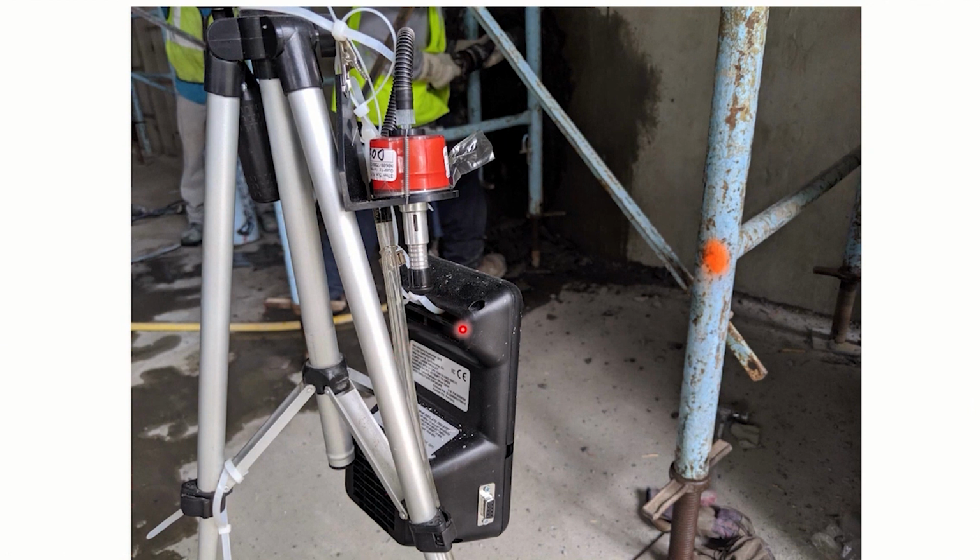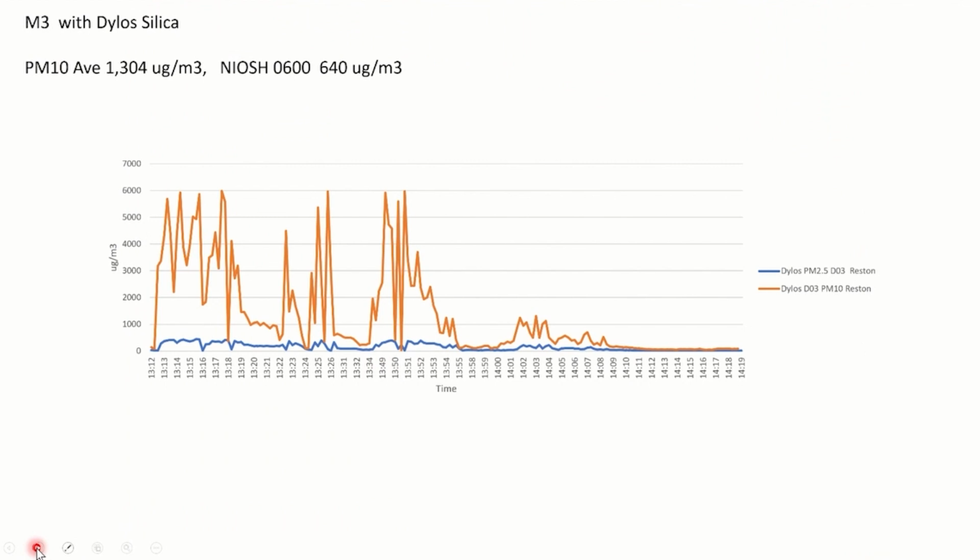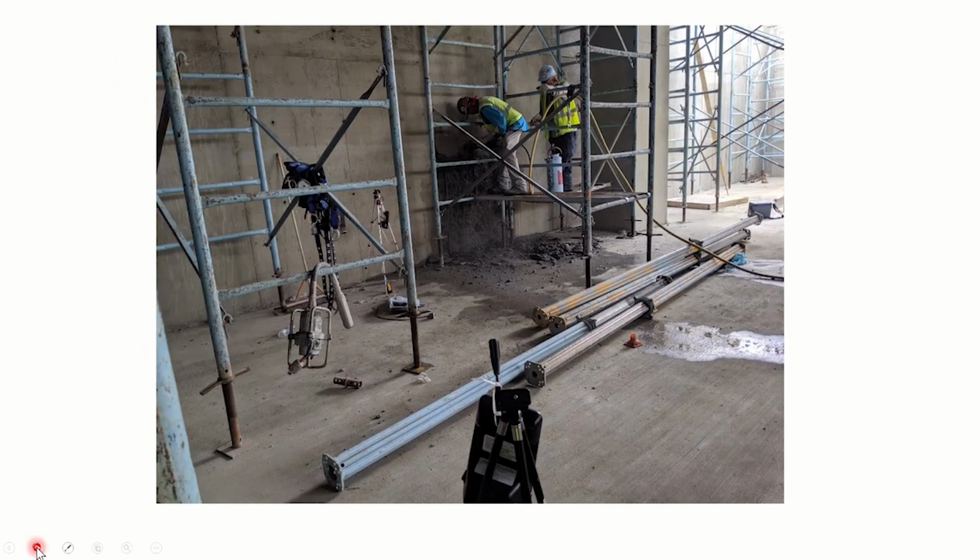So here's the air coming in. Here's the air coming in for the lab sample. And these are just the graphs that are generated, of course. So this is a time-weighted average. I take the same time of my lab sample and my PM10 sample here, and I average my PM10. So I had a PM10 average of 1,304 micrograms per meter cubed, and my reference standard was 640. So again, I've got to adjust this down, and that makes sense.